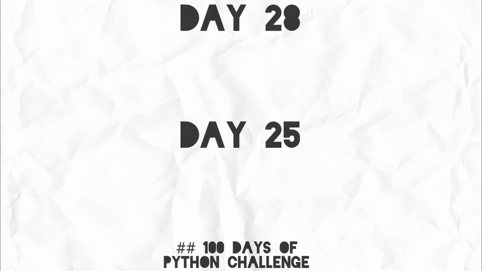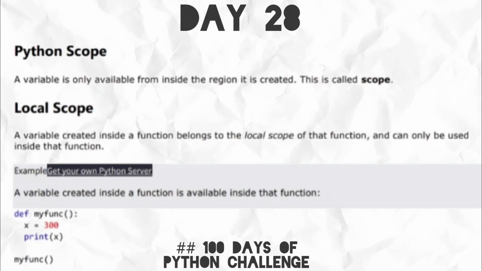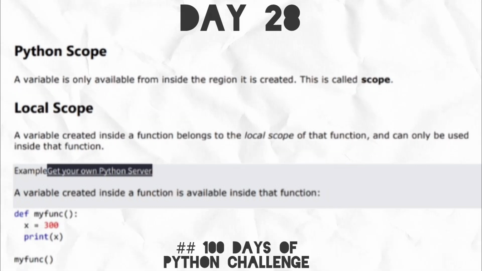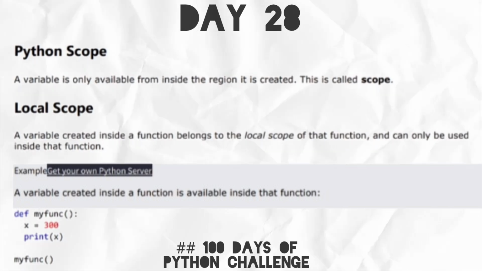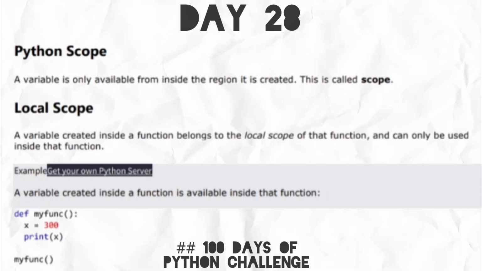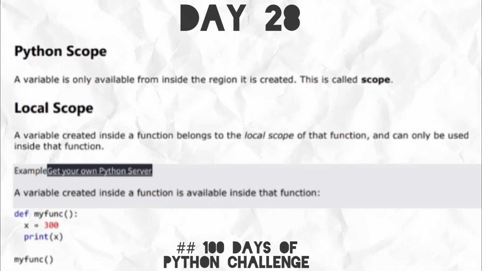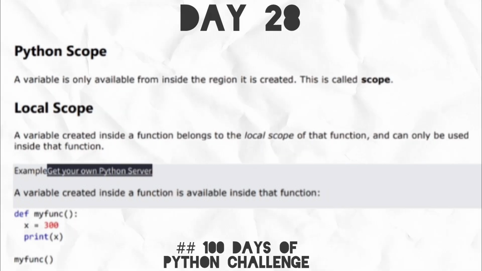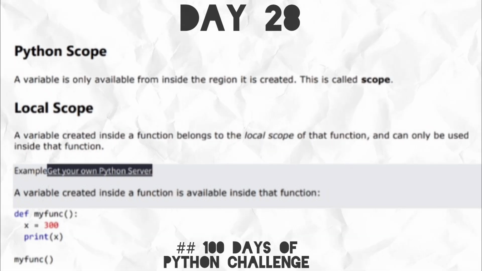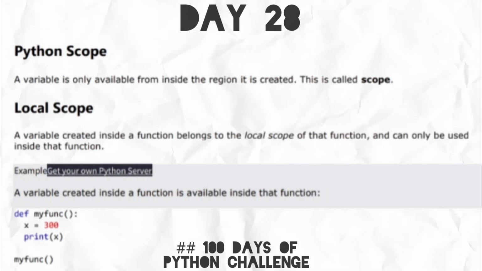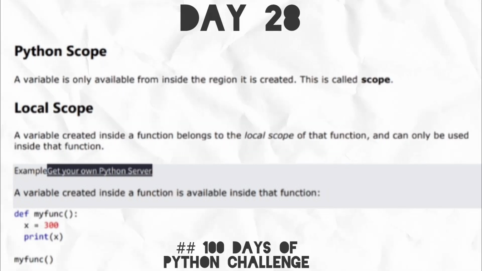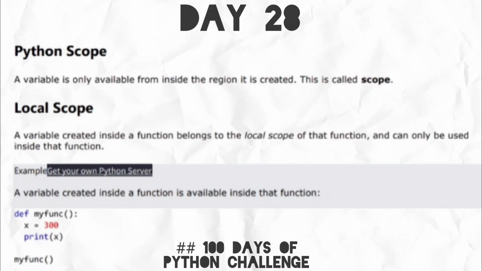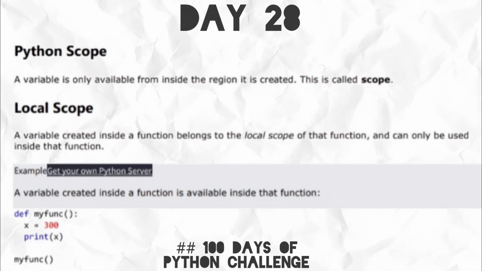On day 25, we covered Python scope. Let's discuss scope. Scope determines the visibility of variables. Variables created inside a function are local and only accessible within that function. If we try to print x outside of my function, we will get an error. On the other hand, global variables like x here are accessible from anywhere in the code, including inside functions.